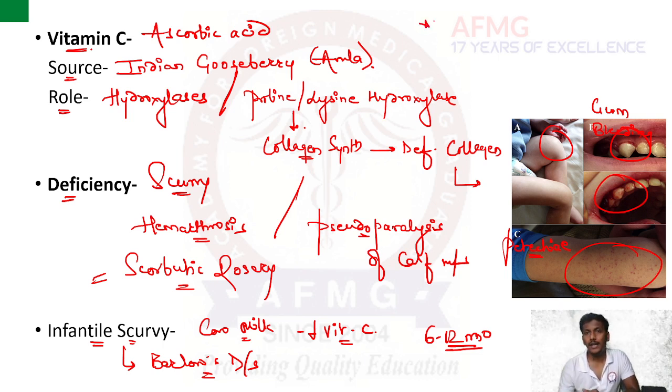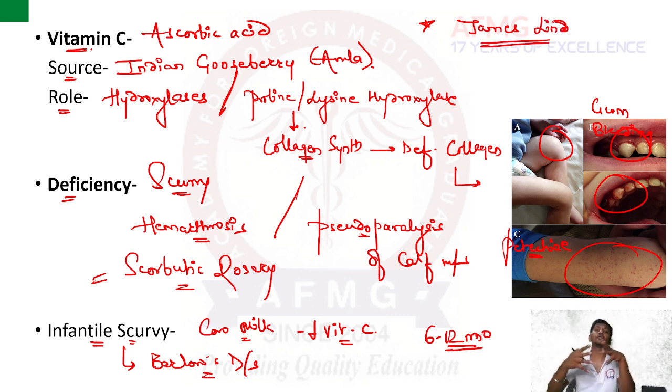Important is, who studied this? Okay, from the PSM point of view it is important. James Lind was a scientist who studied scurvy. He found out that citrus fruits can be given for the treatment of scurvy. He studied it on sailors usually. So these are the important findings that you need to remember for all the vitamins.